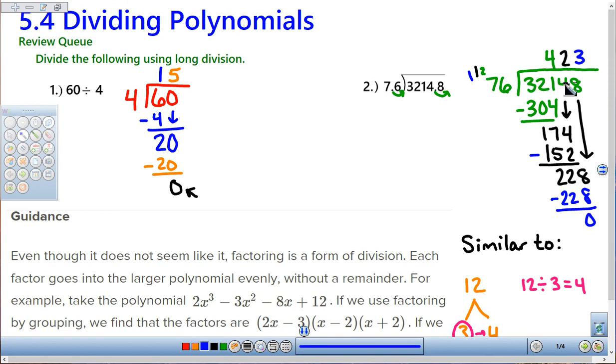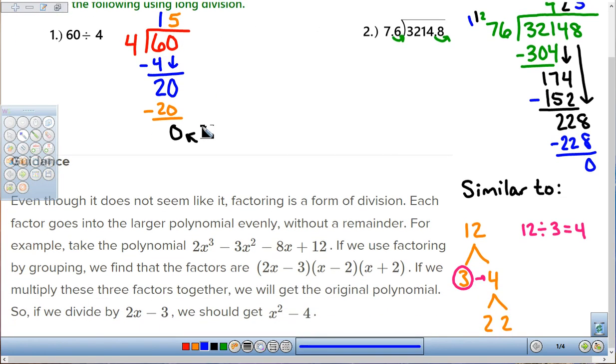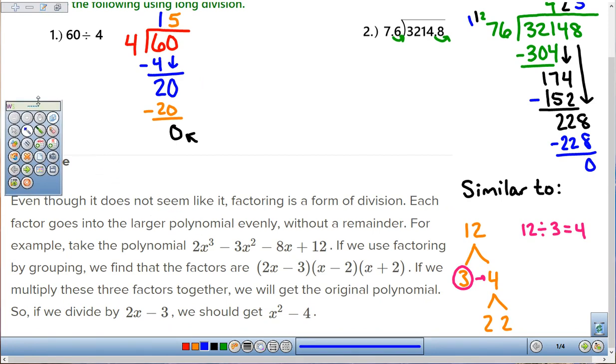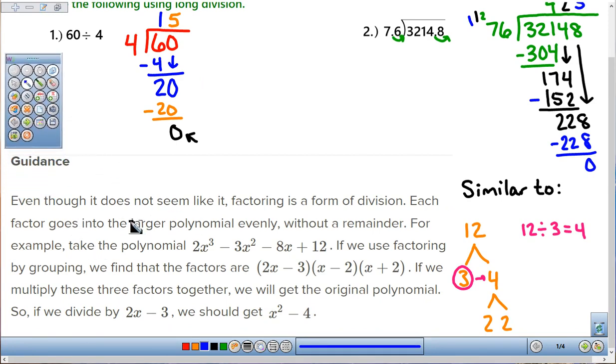So 76 is a factor of this, just like 7.6 would be a factor of this. And our quotient is 423. Okay, that process is going to be used for polynomials. Even though it does not seem like it, factoring is a form of division. Each factor goes into the larger polynomial evenly without a remainder, like we saw here and here.